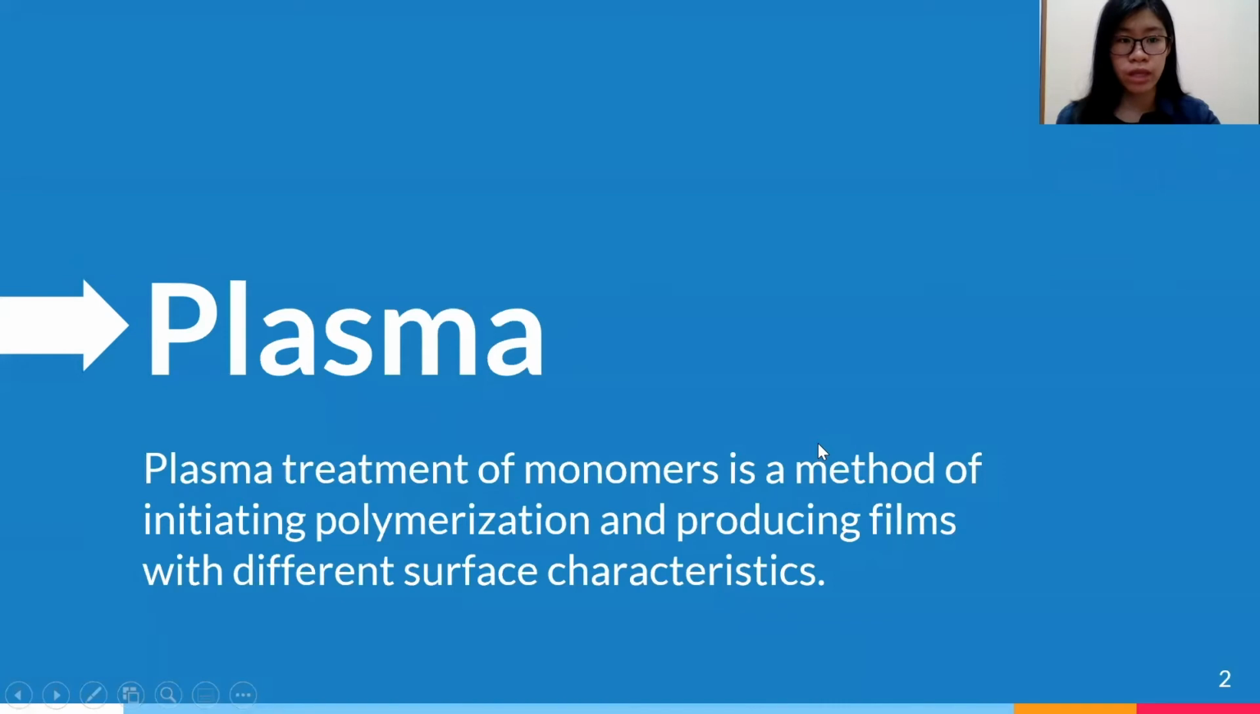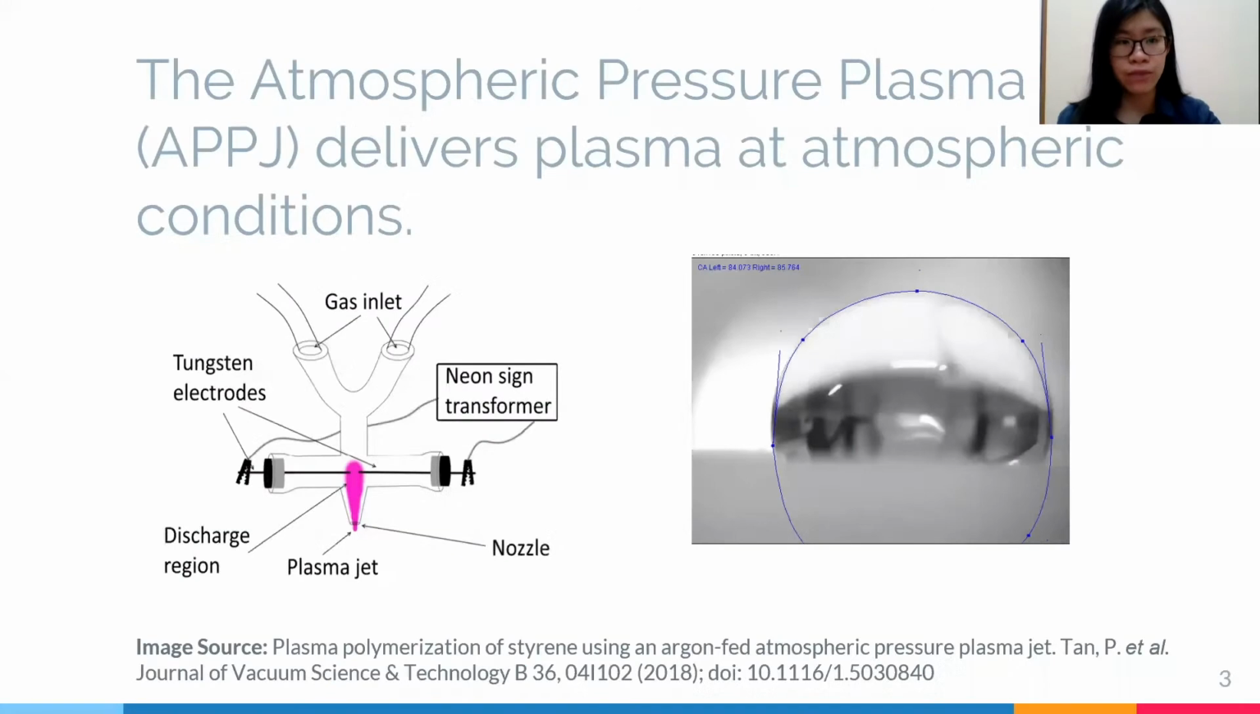Plasma treatment of monomers is a method of initiating polymerization and producing films with different surface characteristics. The advantages over conventional polymerization include the use of fewer chemicals, making it more energy and cost-effective. One disadvantage, however, is the necessity of a plasma source, which normally consumes large amounts of space, energy, and time. The atmospheric pressure plasma jet, or APPJ, does not require a vacuum system to produce plasma, making it a quick and convenient method in treating monomers.